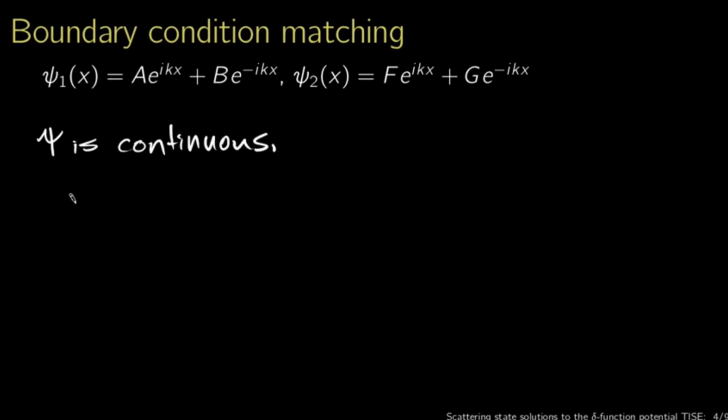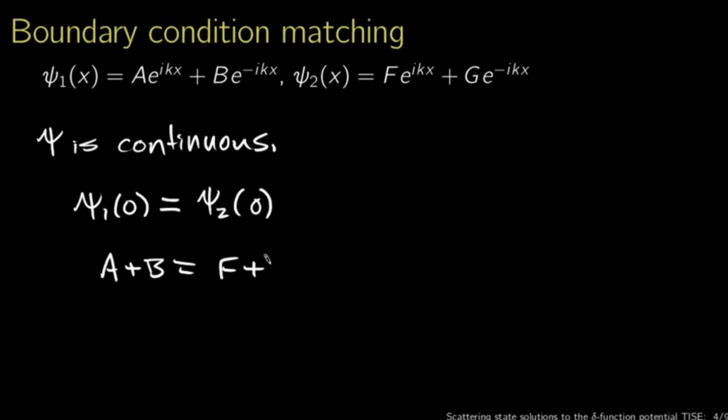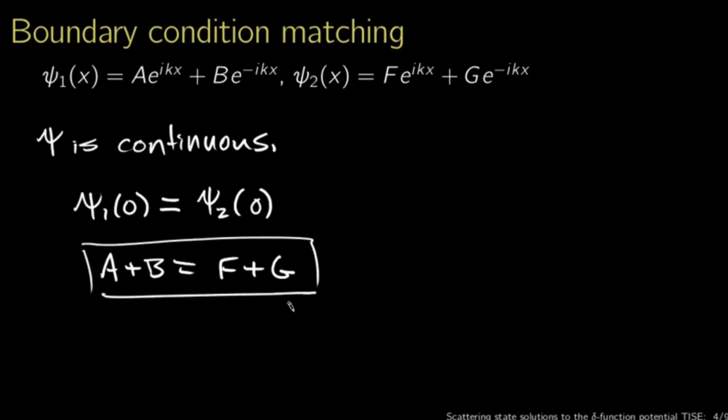What that means is that psi1 of 0, our solution for negative x evaluated at the boundary at x equals 0, must be equal to psi2 of 0, our solution for positive x evaluated at the boundary. If I substitute 0 for x in these exponentials, what I end up with is reasonably straightforward: A plus B equals F plus G. That's the result of our continuity boundary condition. And it helps, but it doesn't help all that much. We only get a single equation out of this, so we need to do more.